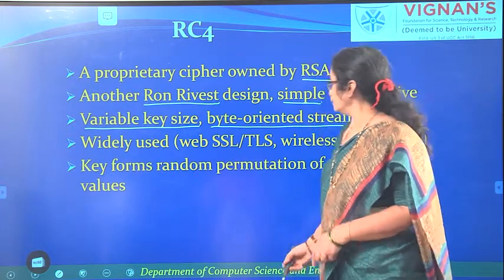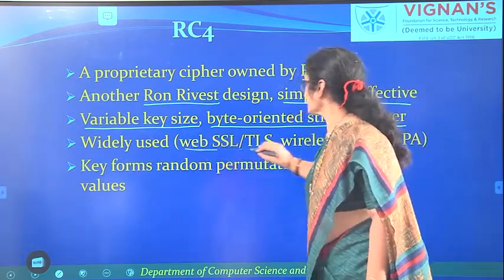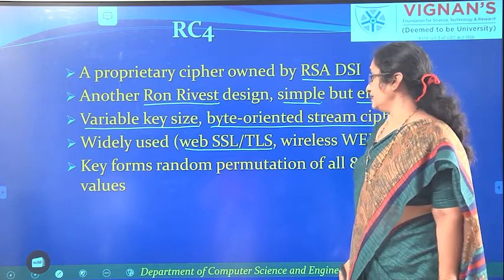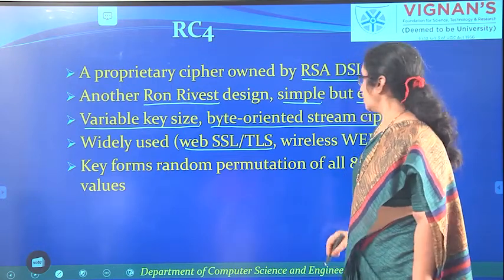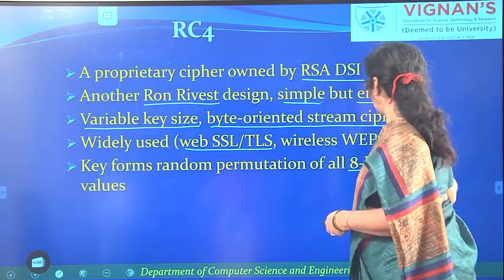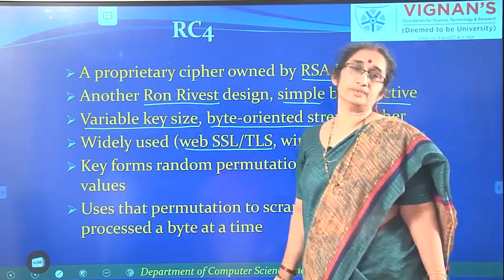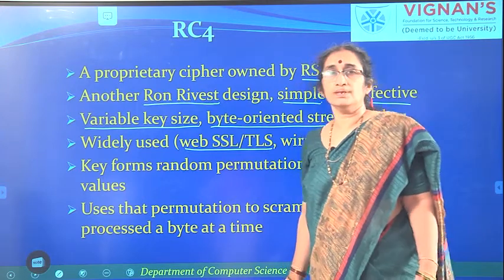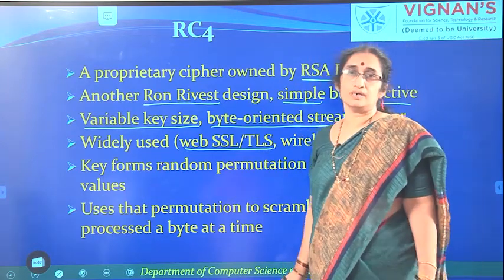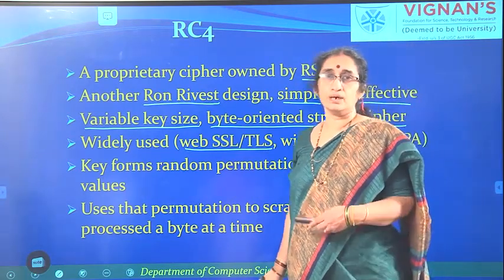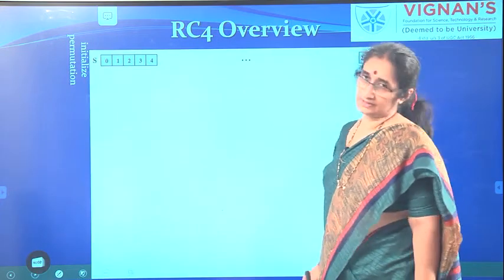So, it is mainly used in web applications, and here the key forms the random permutation of all the 8-bit values, and it uses the permutation to scramble the input. So, now let us see the working of RC4 cipher, or how the RC4 cipher works.